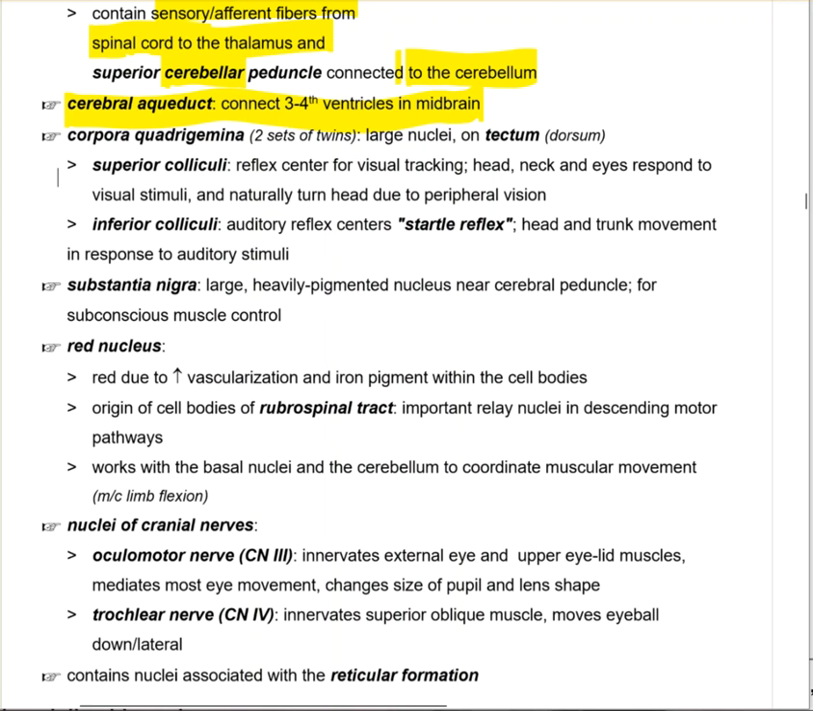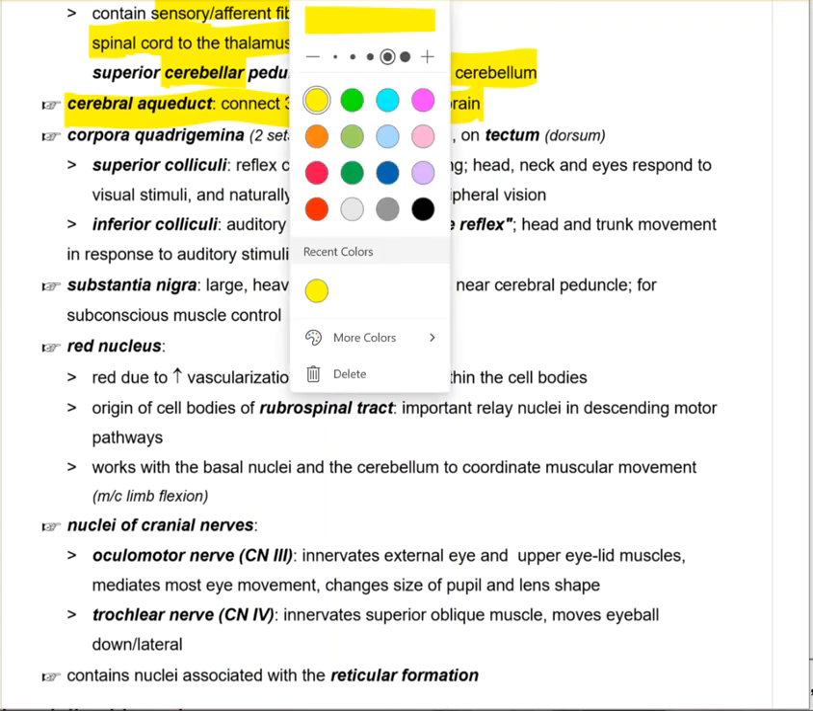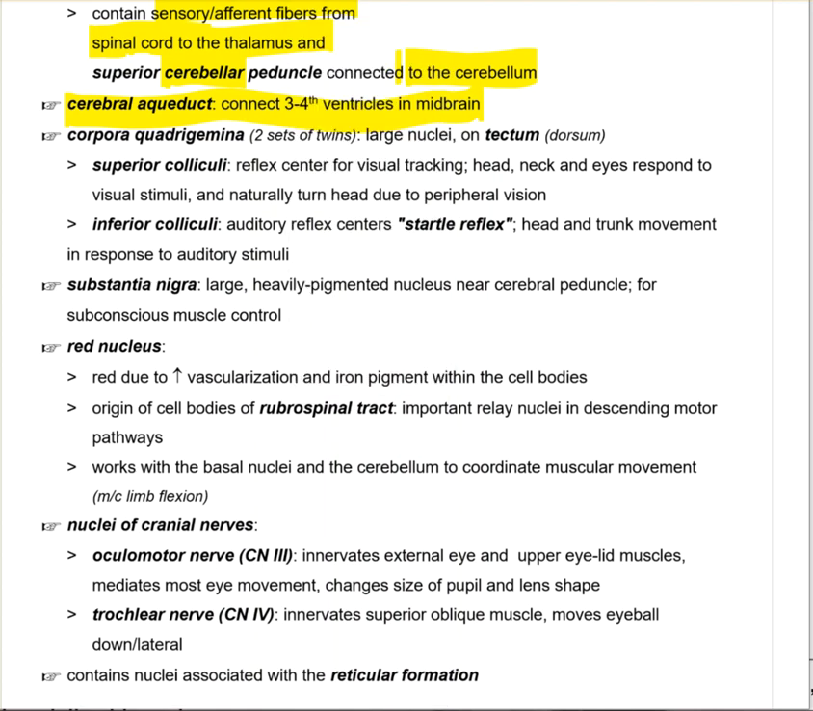So the corpora quadrigemina, and I'll put it in a different color just to highlight it out here, have these large nuclei on the back, these 4 in total. The 2 on top are superior colliculi, and the bottom 2 are inferior colliculi. The superior colliculi are a reflex center for visual tracking, all right?